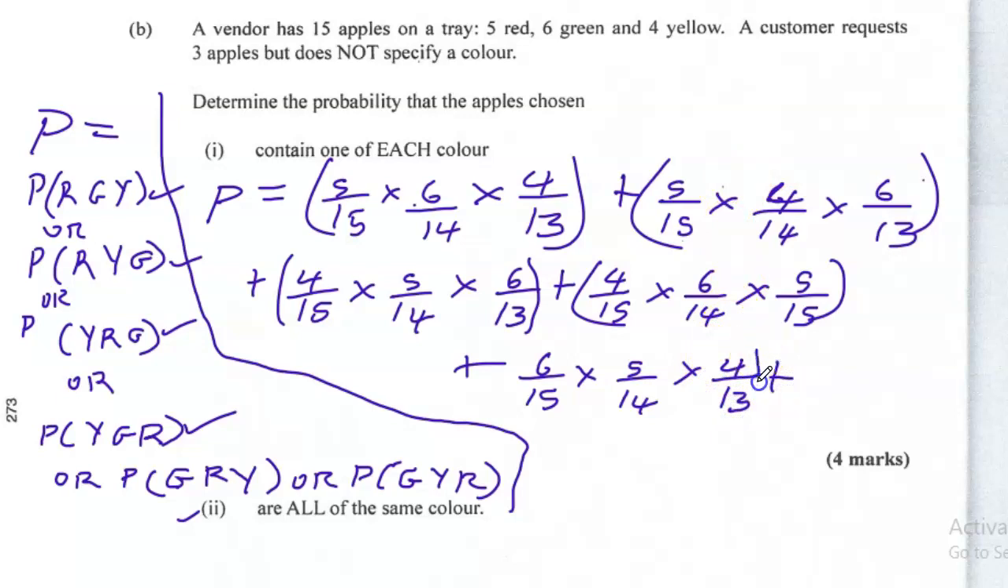Plus, what if it's green, then yellow, then red? So green, 6 over 15. Plus yellow, 4 over 14 times 4 over 14.